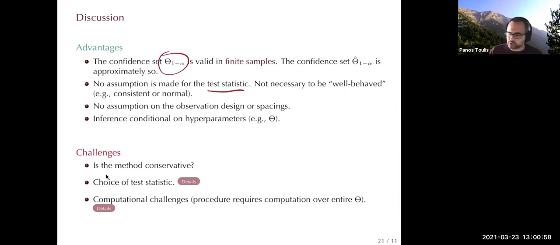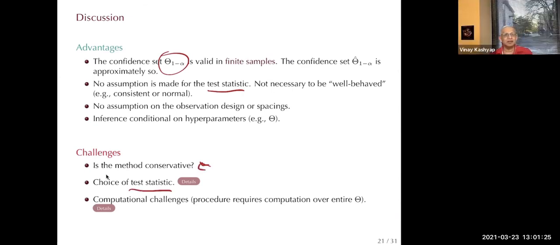Now, some challenges, of course. First of all, is the method conservative? In theory, it is. And it's hard to do theory to understand how conservative it is. So my own proposal is to look empirically, try to validate it and calibrate it empirically on that matter. I will very soon describe how I would do this in practice. So this is coming up. Now, the choice of test statistic can be critical.